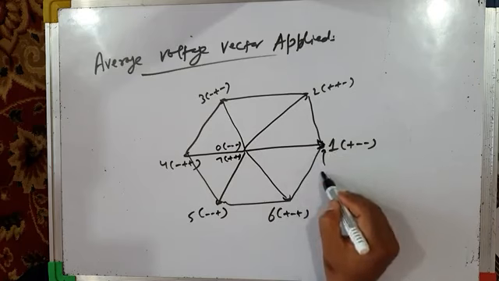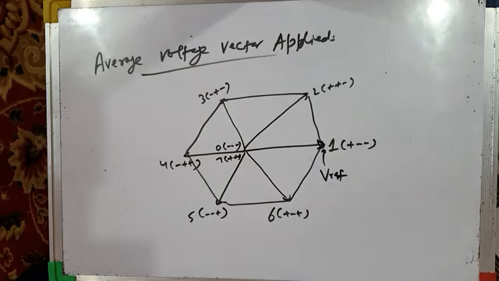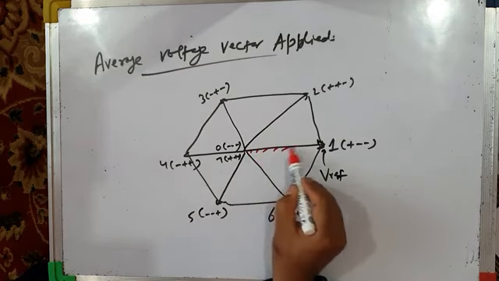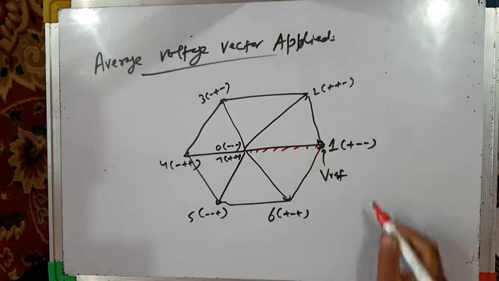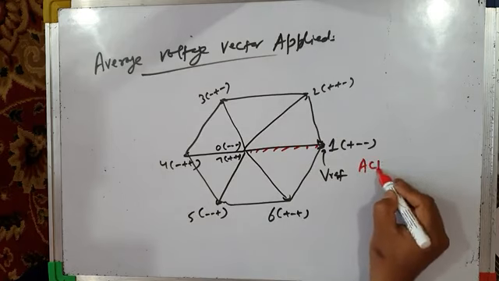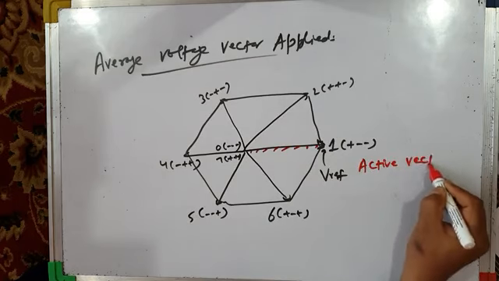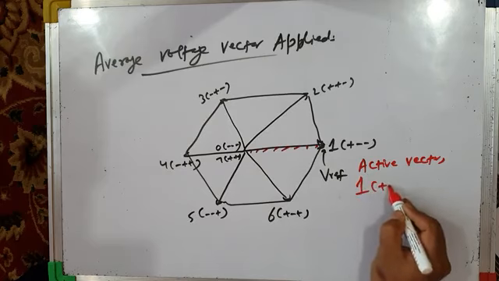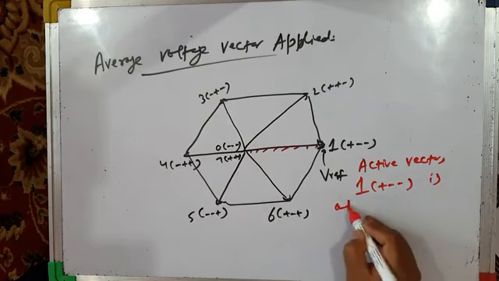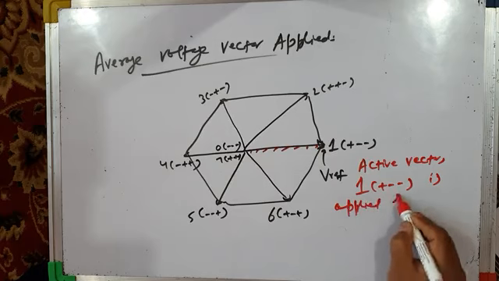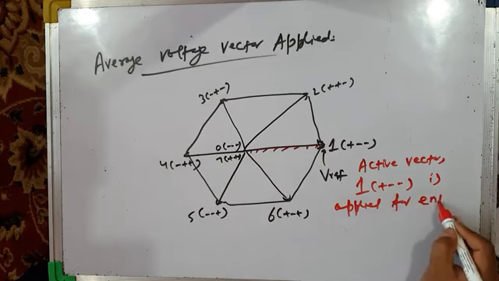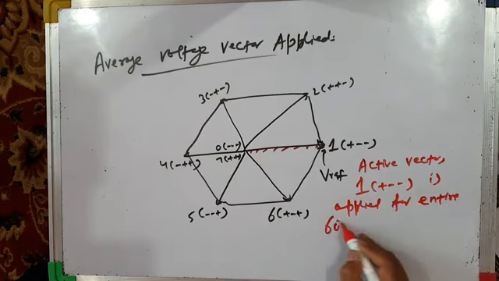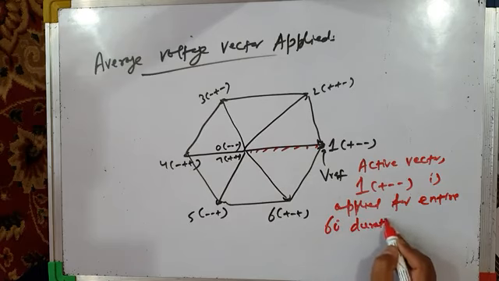Your reference vector will be at active vector 1 for the entire 60 degree interval. Okay, so I will write here: active vector 1 with switching sequence plus minus minus is applied for the entire 60 degree duration. Okay, after 60 degrees, active vector 2 is applied.